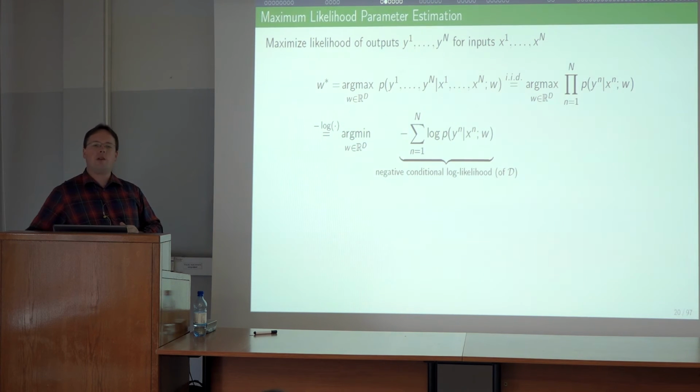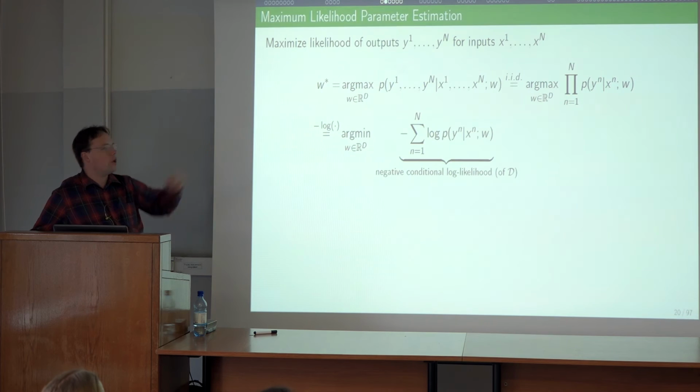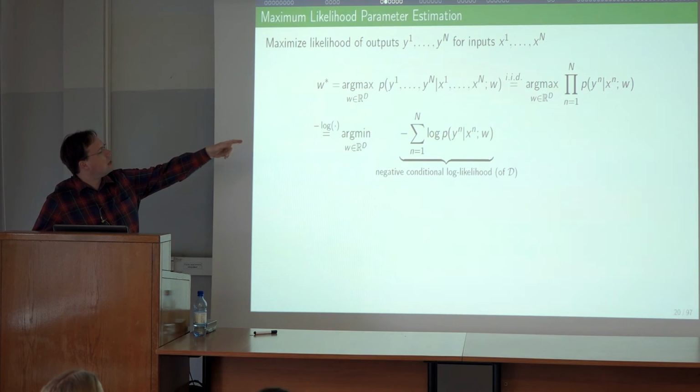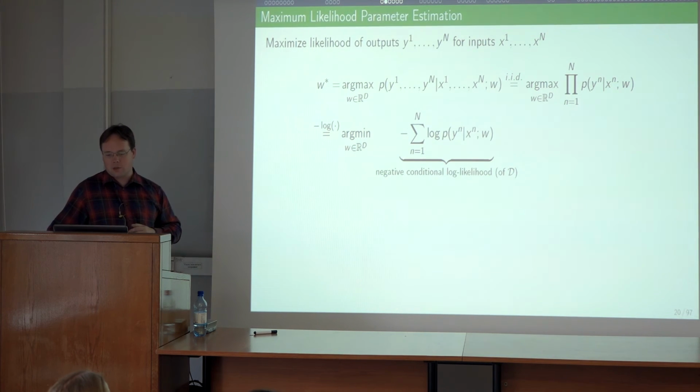What's the best parameter? The parameter w star is the one that, out of all possible parameters w, achieves the highest probability of the observed outputs given the observed inputs. And since our data is independent, that turns into a product of the individual probabilities of seeing a certain output given an input. And with the usual trick of taking the minus logarithm, that is the same as minimizing the negative conditional log likelihood instead of maximizing likelihood. So these are the same steps we did for maximum likelihood learning.